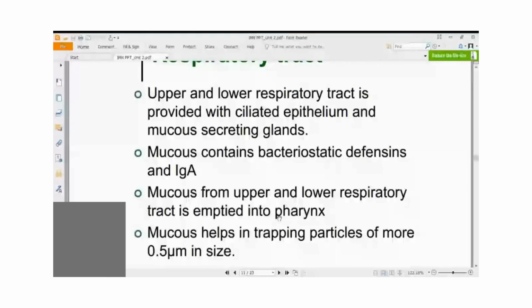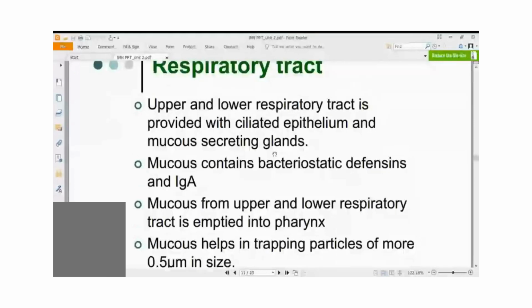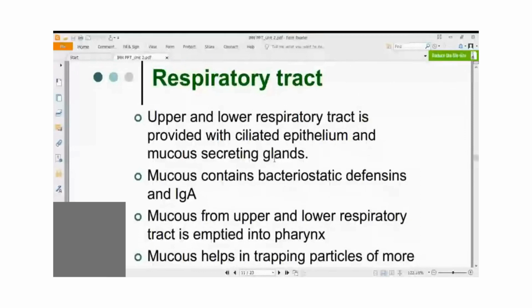We were discussing innate immunity, and we had discussed the surface protective mechanisms with respect to different regions of the body, starting from skin, then the eye surface, gastrointestinal tract, the mammary gland, urinogenital tract. Now, the next region of the body which is exposed to the pathogens continuously is the respiratory tract, because we don't stop respiring.